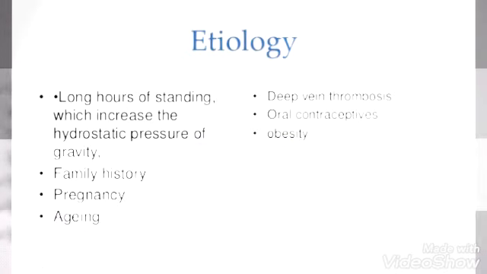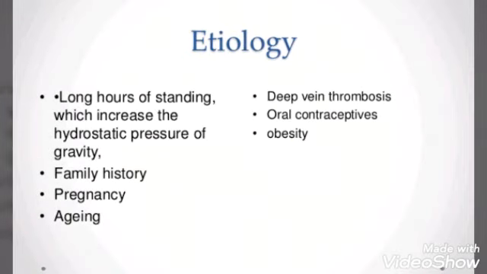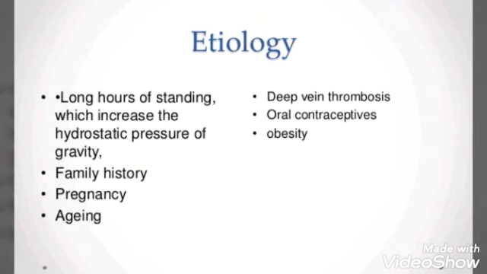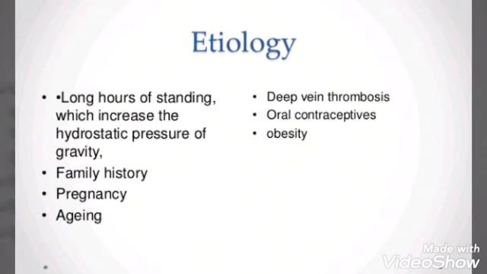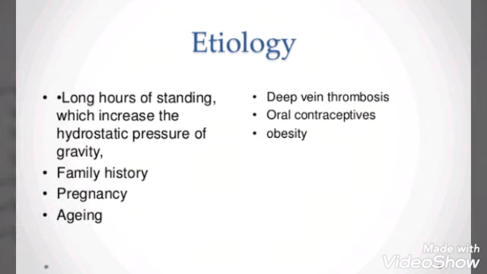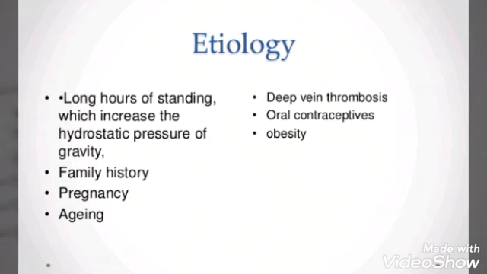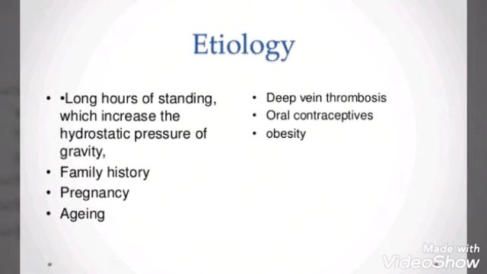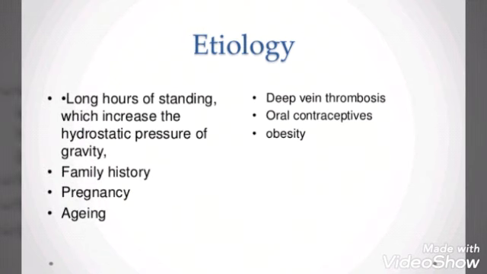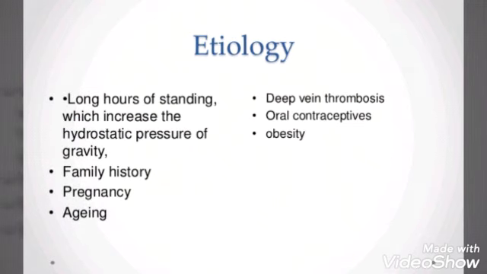The etiologies are long hours of standing, which increases the hydrostatic pressure of gravity. The persons who have jobs where they have to stand for a long duration of time, you can easily see varicose veins in them. Then family history, that is previous history of family members. Then pregnancy. In pregnancy there is more weight on the extremities, so it can be easily noticed in pregnant women. Then aging, mainly old age. Then deep vein thrombosis, oral contraceptives, and obesity. So these are the causes, or you can say risk factors, that can lead to varicose veins in patients.